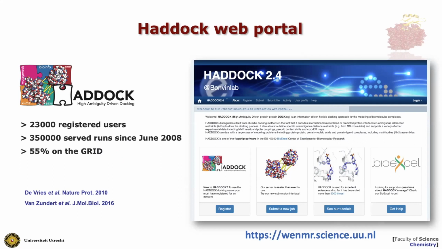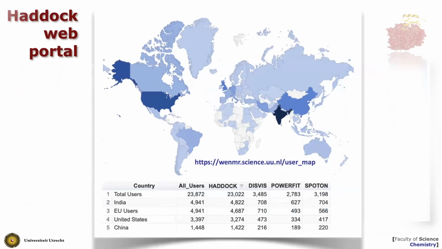HADDOCK is also installed, of course, in SBGrid, and the 2.4 version is there. We have more than 23,000 registered users and have served a very large number of docking runs since the server went online in 2008. We are able to offer those resources because we have access to distributed high throughput compute resources, the so-called grid resources across Europe, but also Asia and the US. For example, HADDOCK is sending jobs to the Open Science Grid in the US. I'm going to come back to the server later.